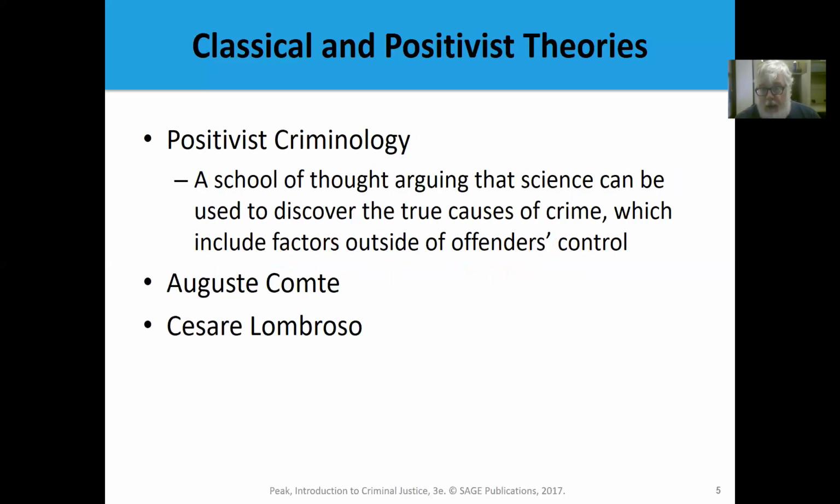So positivism, as I mentioned, was following the classical theorists in the late 1800s and so on, arguing science can be used to discover true causes of crime, which include factors outside of the offender's control. And there's still things going on in that realm of positivism. Some early positivists were Auguste Comte and Cesare Lombroso.